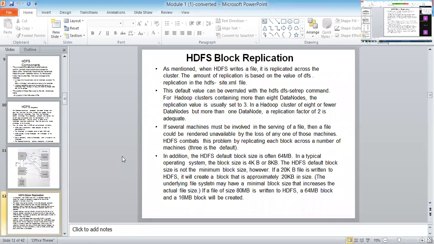Listen, if your system consists of more than 8 nodes, then the replication value is going to be a factor of 3. In the same case, if your data node count is less than 8 or more than 1, then the replication factor is 2. This is how the basic replication is going to work in case of a data node.